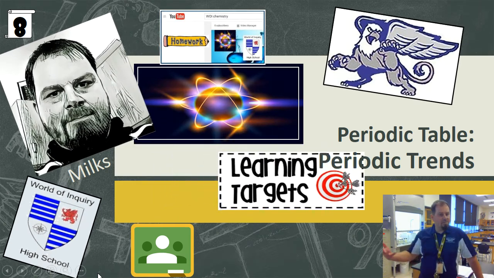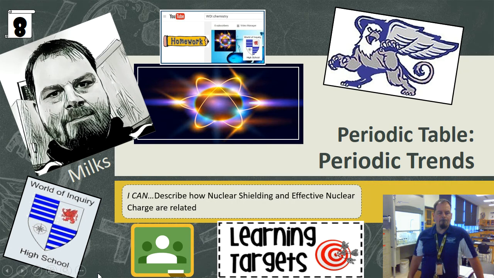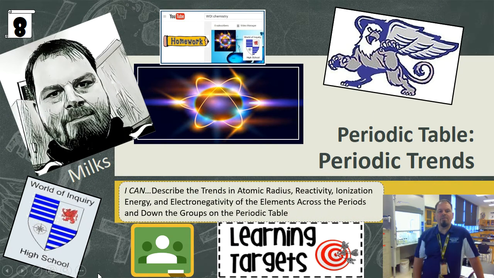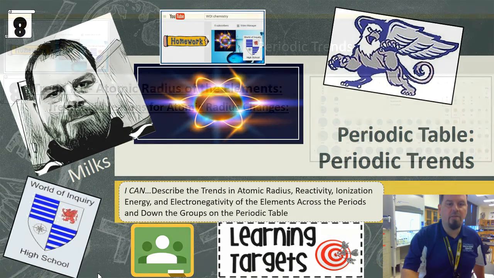This is video 8, and it's great. This is the biggest, baddest, most important video of the unit, and the last one. We will talk about nuclear shielding and effective nuclear charge, and then we will describe the trends in atomic radius, reactivity, ionization energy, and electronegativity, both across the period and down a group. It's a lot to do. Let's get started. It's going to be a long video.